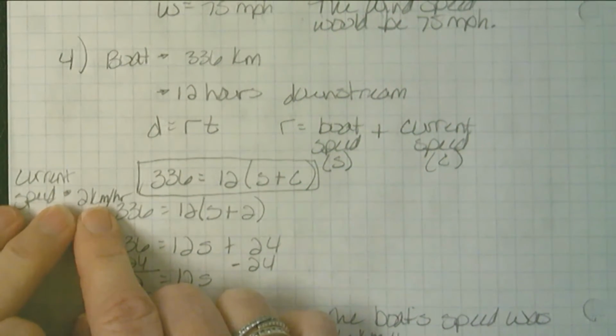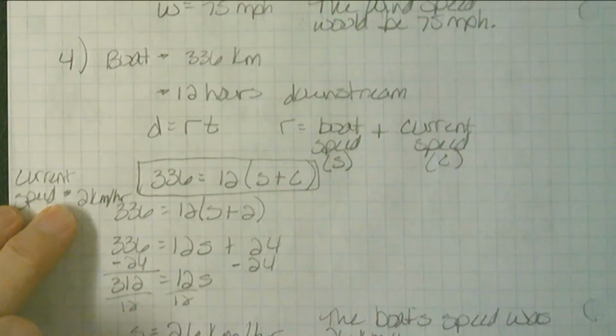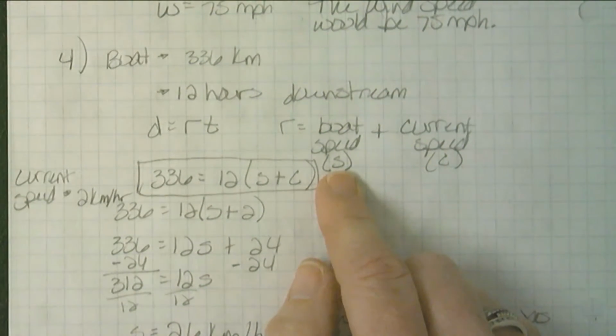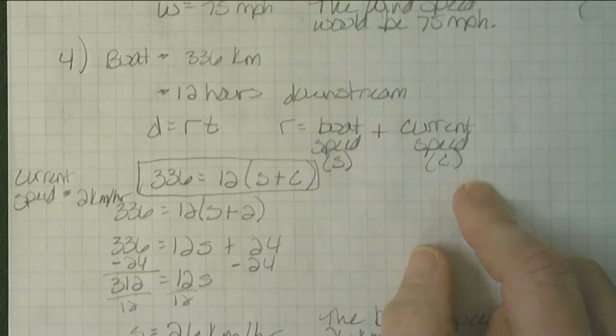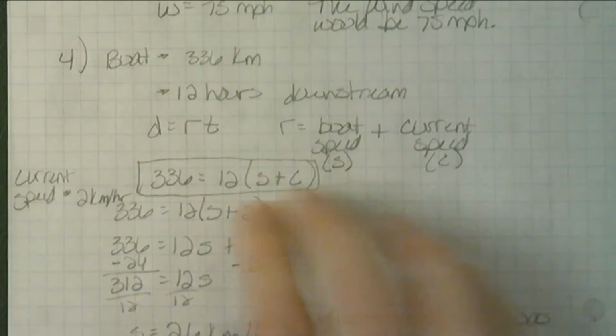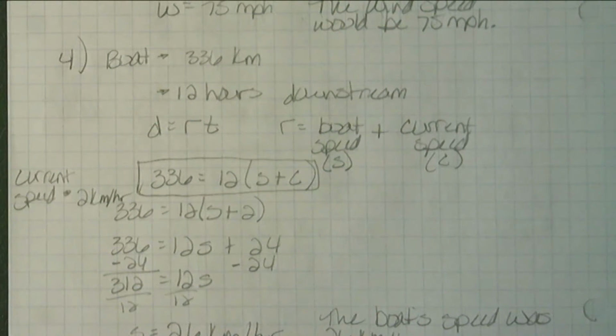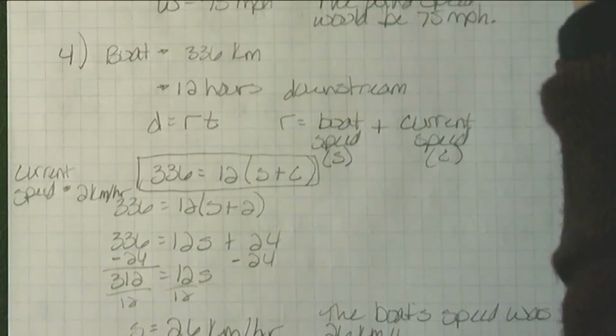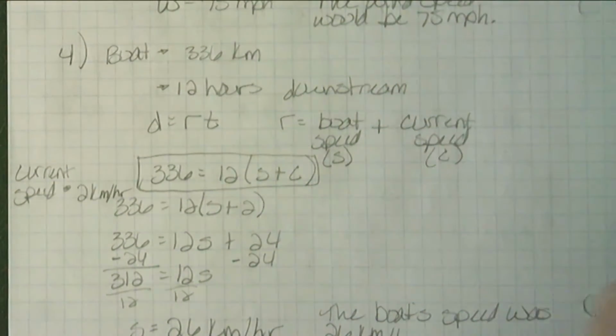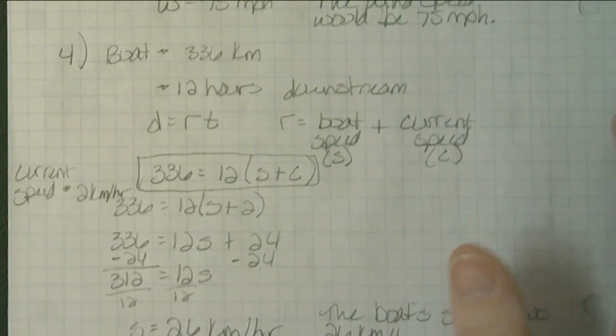Well, because we're going downstream, the current's making us go faster, so I've got to take my boat speed and add the current to it. So my actual rate that I'm putting into my equation is the expression S plus C, or the speed of my boat plus my current speed. Questions on either one of those?